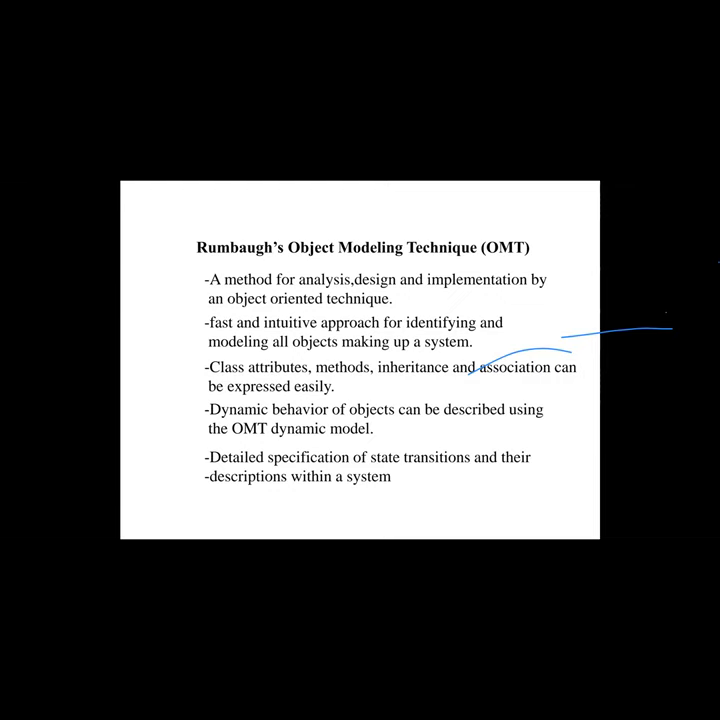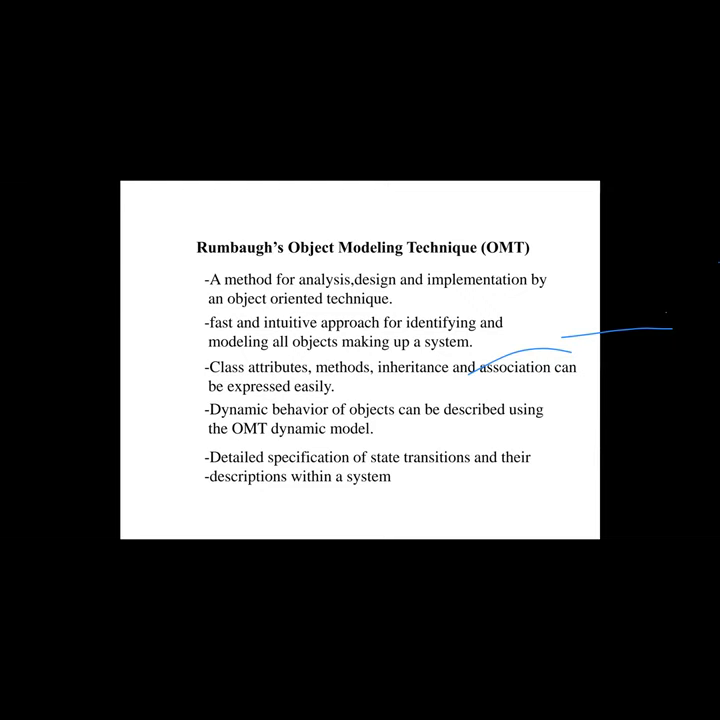Class attributes, methods, inheritance, and association can be expressed in an easy way using the object modeling concept. The dynamic behavior of the objects can be described using the OMT dynamic models. We already discussed that in UML we have static models as well as dynamic models. The object diagrams, sequence diagrams, and state chart diagrams show the current state of a class or object, so they come under dynamic models. The component diagrams, class diagrams, and deployment diagrams show the static entity, so they are called static models.